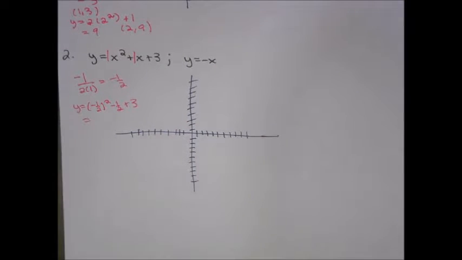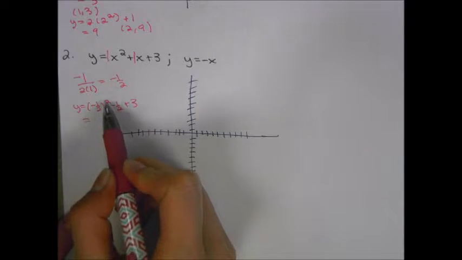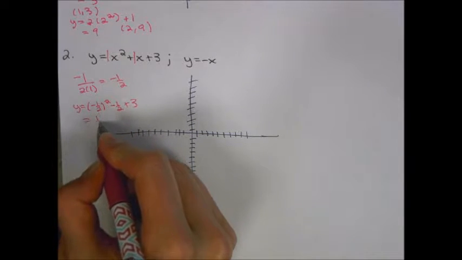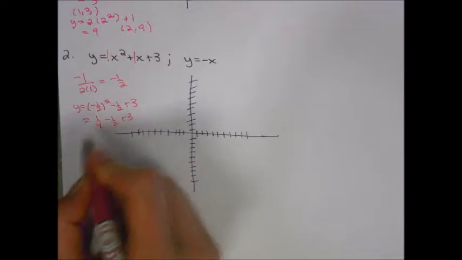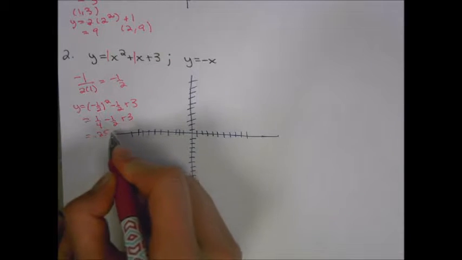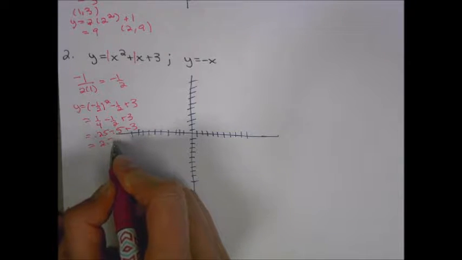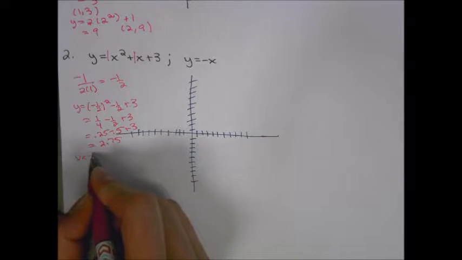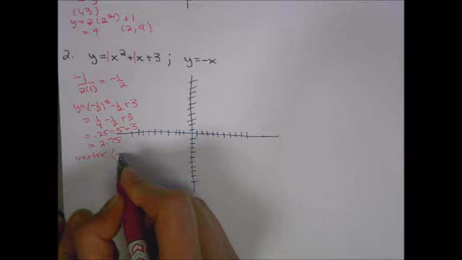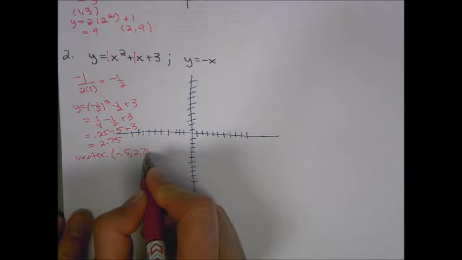And when we're doing graphs, it is okay to think in decimals. -1/2 squared is 1/4 minus 1/2 plus 3. So if we want to think in decimals, 0.25 minus 0.5 plus 3 is 2.75. So our vertex, -0.5, 2.75. Let's go ahead and plot that.